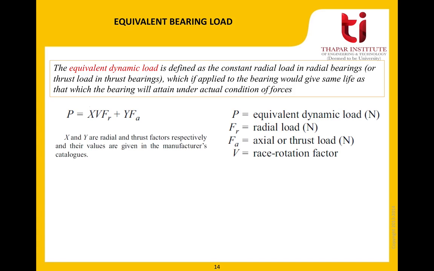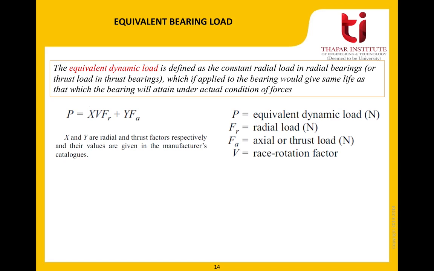So the expression for equivalent dynamic load can be written as P equal to X into V into Fr plus Y into Fa, where P is equal to equivalent dynamic load in newtons, Fr is equal to radial load in newtons, Fa is axial or thrust load in newtons, V is the race rotation factor, and X and Y are radial and thrust factors respectively, and their values are given in the manufacturer's catalog.